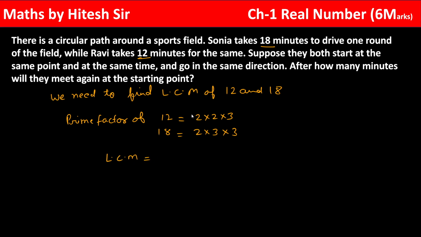LCM: 2 is in both, so 2 should be here. 3 is in both, so 3 should be here. Okay, and one more 2 and one more 3. So what will we get? 2 threes are 6, 6 twos are 12, 12 threes are 36. So we can say that after how many minutes? After 36 minutes. Okay, what is the answer?